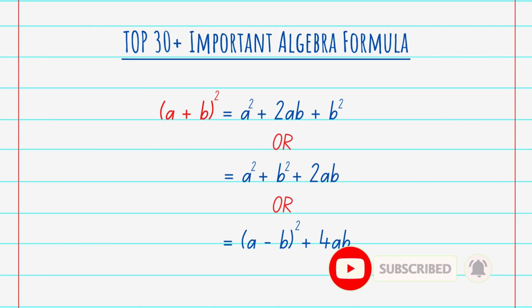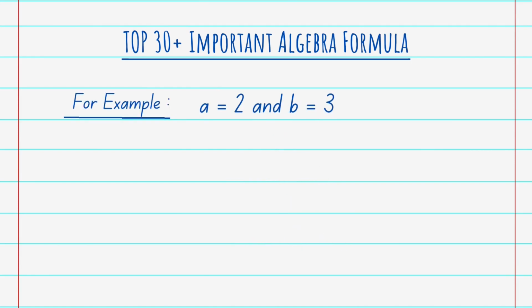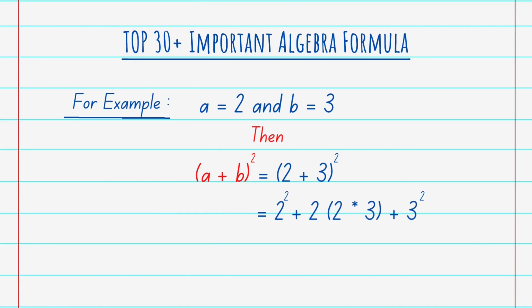Our first algebraic formula is very simple: (a plus b) whole square is equal to a square plus 2ab plus b square, or we can say a square plus b square plus 2ab, or we can also simplify this as (a minus b) whole square plus 4ab. For example, if a is equal to 2 and b is equal to 3, then (a plus b) square is equal to (2 plus 3) square. With the help of the formula, that is 2 square plus 2 into 2 into 3 plus 3 square, that is 4 plus 2 into 6 plus 9, which gives our answer 25.